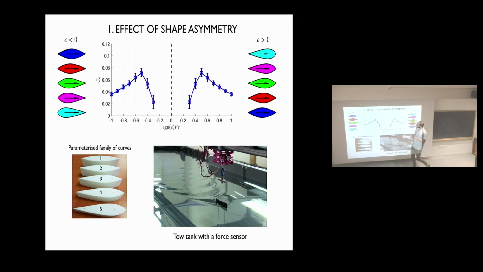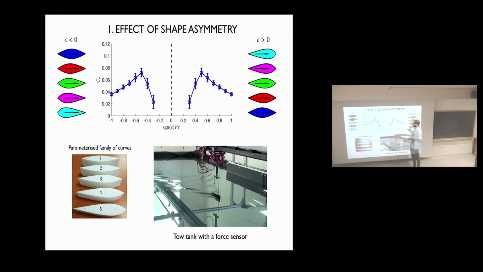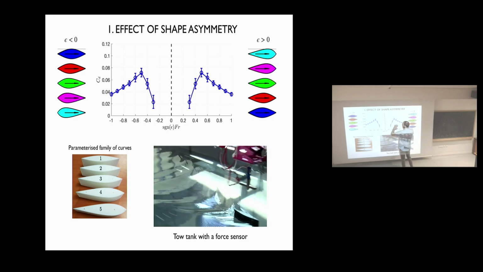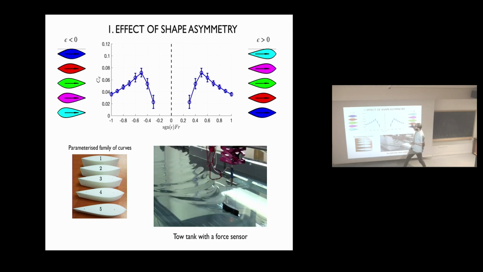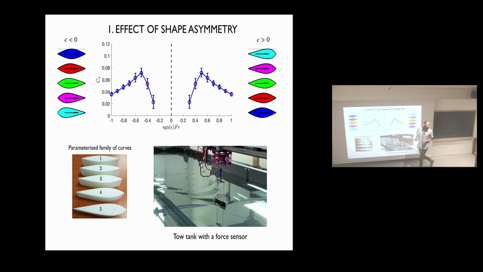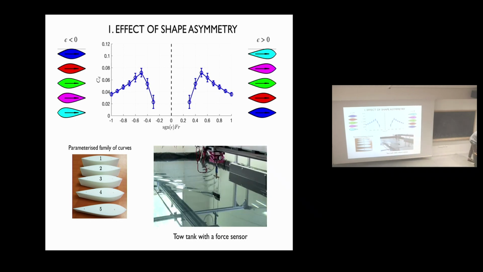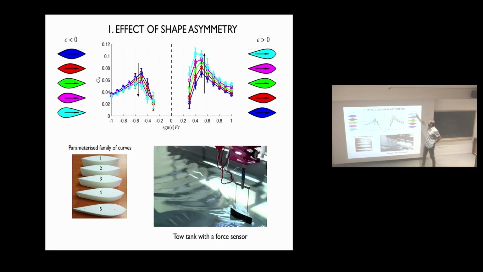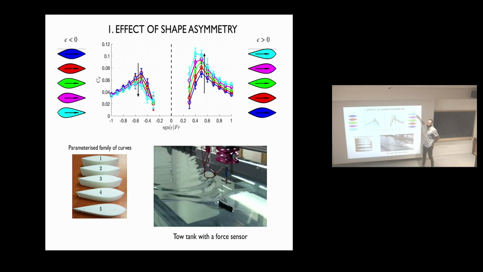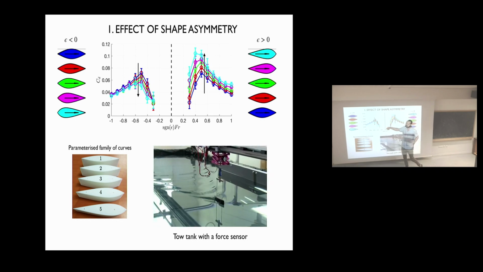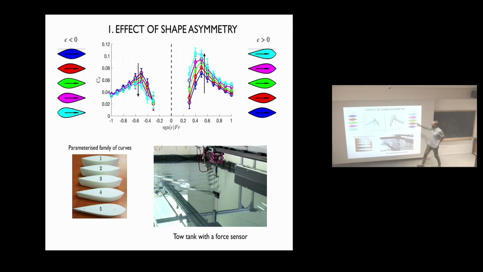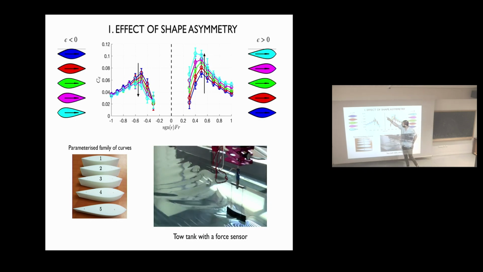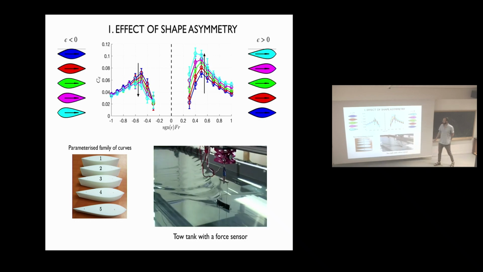I'll show you the wave drag plotted as a function of Froude number. These are experimental measurements, but the plot is flipped left to right, so the boats are like moving in the other direction. As I cycle through the shapes, you see this pattern that epsilon positive just means the boats are rounded at the front, and epsilon negative means they're more pointed at the front. As the boats become more rounded at the front, the wave drag gets worse, and as they become more pointed at the front, the wave drag gets better. So that's the idea.